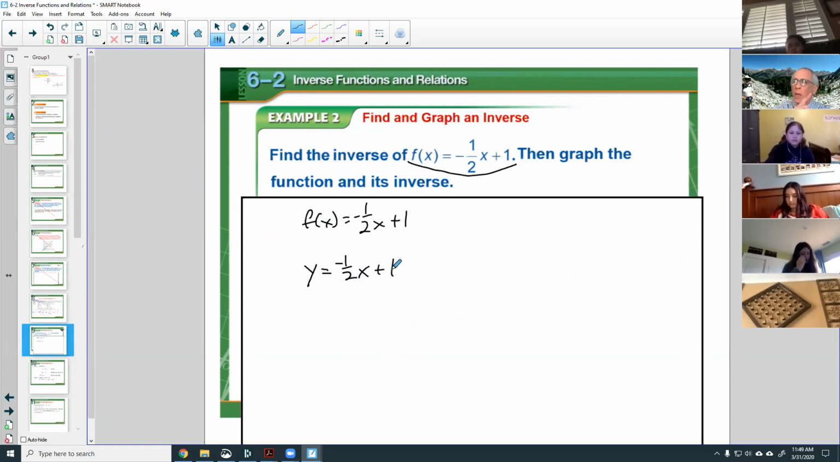Is everybody okay with that step? Just change f of x to y. This is the step in the problem that you absolutely should never miss, because that's all it is. I'm just changing f of x to y.